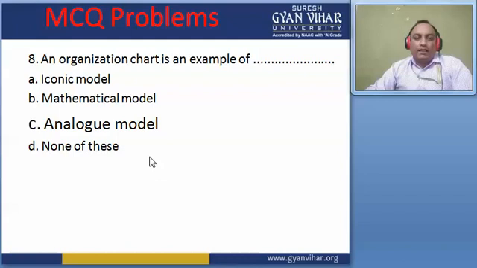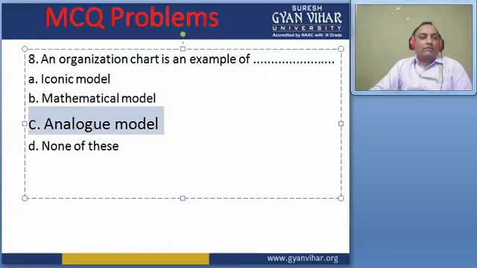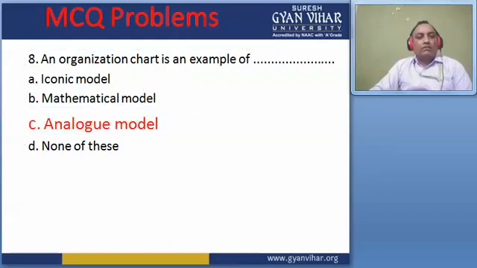Question number 8. An organization chart is an example of an iconic model, mathematical model, analog model, or none of these. What is the correct answer for this question? The analog model. This is the correct answer. So any organization chart is an example of an analog model. And then let's move to the next question.